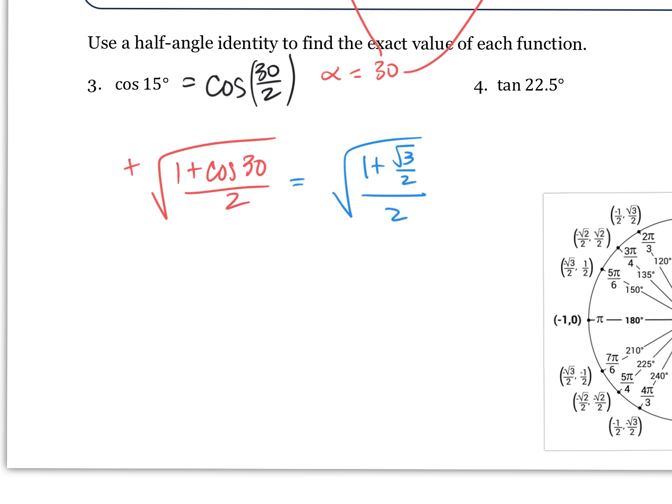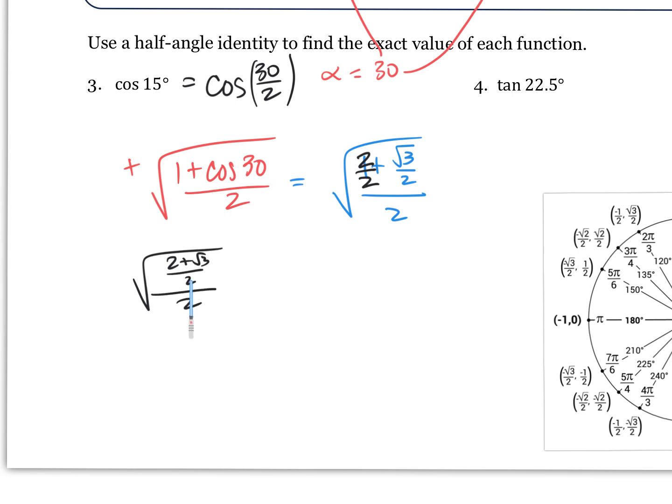I agree. Liv's saying 1 would be the same as 2 over 2. Isn't 2 over 2 the same as 1? So I've got a big root, and then a 2 plus root 3. I've got a root in a root. And this is all under a huge root. Let me write that again. We've got a huge root of 2 plus root 3 over 2, over 2.